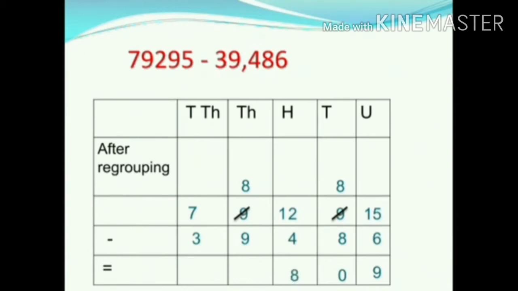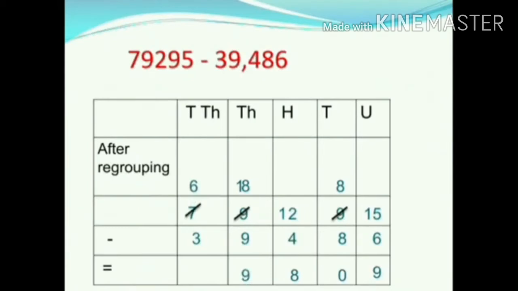Now subtract thousands place digits. They are 8 and 9. 8 is smaller than 9. So 9 cannot be subtracted from 8. Hence borrow 1 ten-thousand from 10,000s place. 1 ten-thousand equals 10 thousands. After borrowing 1 ten-thousand to thousands place, 10,000s place is left with 6 ten-thousands. Now subtract thousands place digits. They are 18 minus 9 equals 9. Write 9 in thousands place.